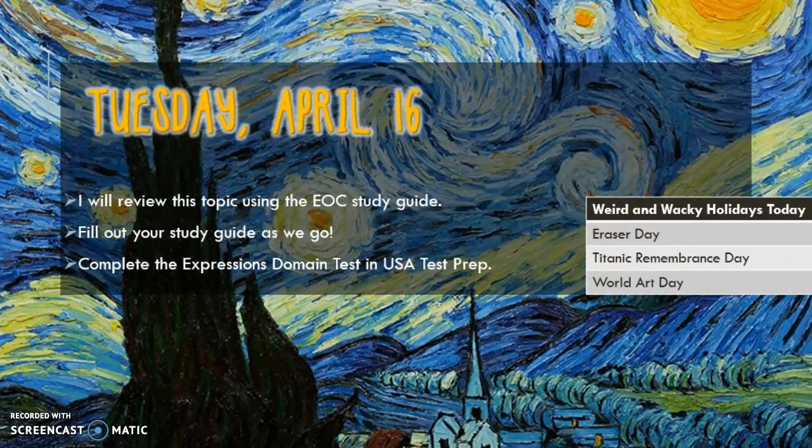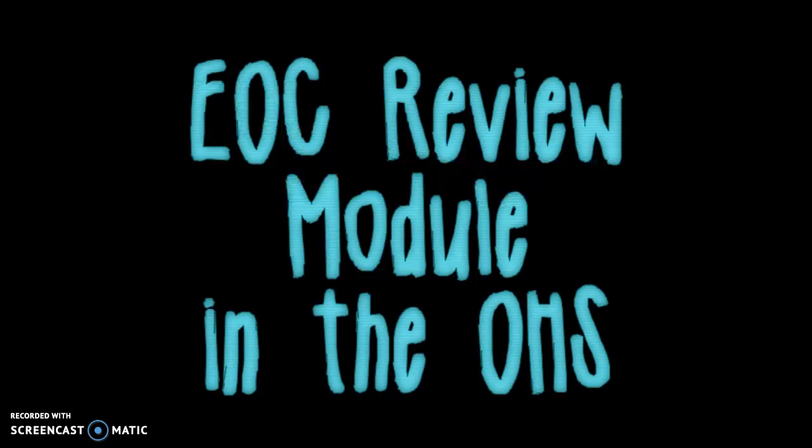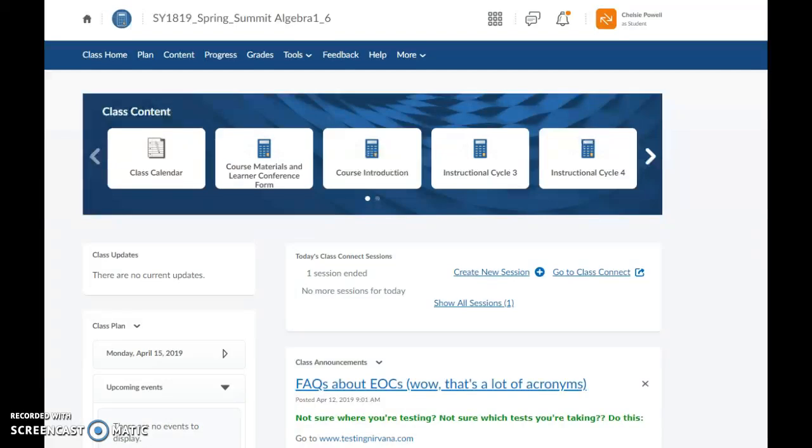We're going to go ahead and start by looking at the EOC review module that's in the OHS. That way you know exactly where to find the study guide and all of the instructions for what we are doing this week and next week. So here we are logged into our OHS. Remember, you should always be using the one that says Summit. That's where all of your stuff is located.